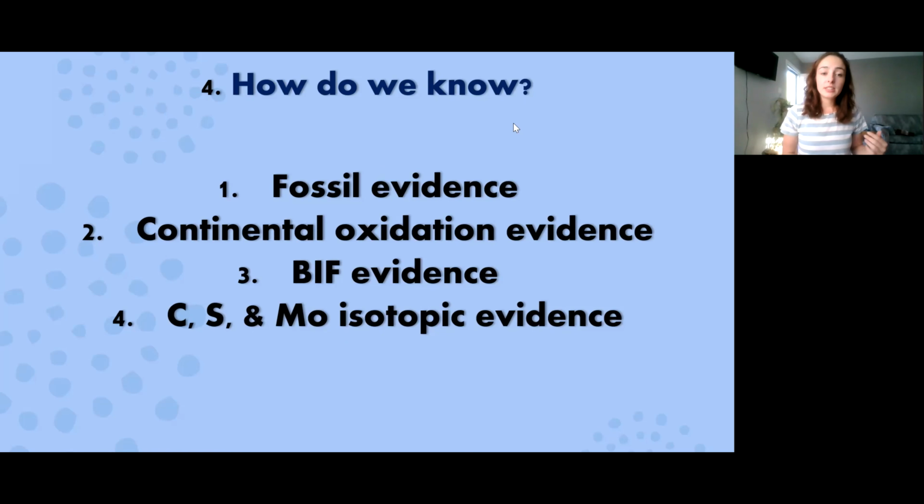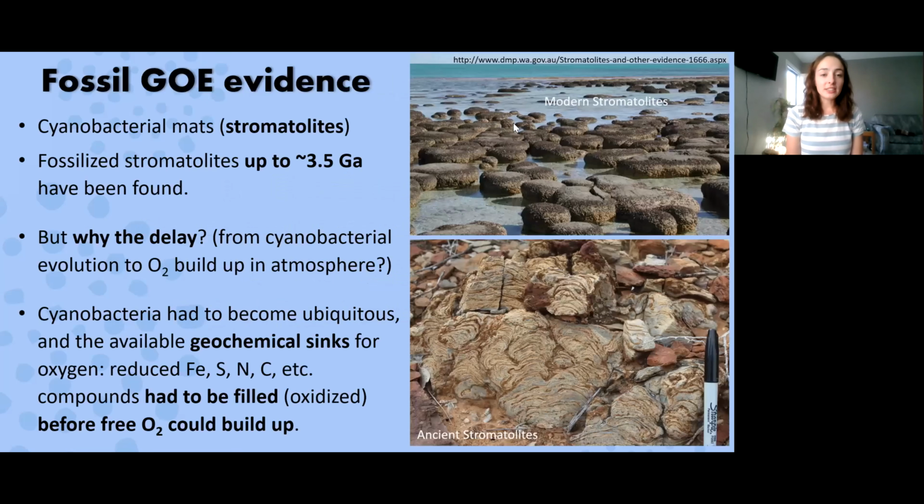Well, we have fossil evidence, continental oxidation evidence, BIF evidence, which means banded iron formation evidence, and carbon, sulfur, and molybdenum isotopic evidence. We also have isotopic evidence for a lot of other elements, but I'm not going to go into all the lines of evidence today, because this would be an hour long, and you don't want that. So let's go over these main four lines of evidence, and let's get into fossil evidence first.